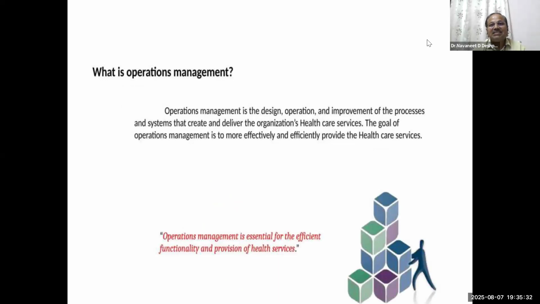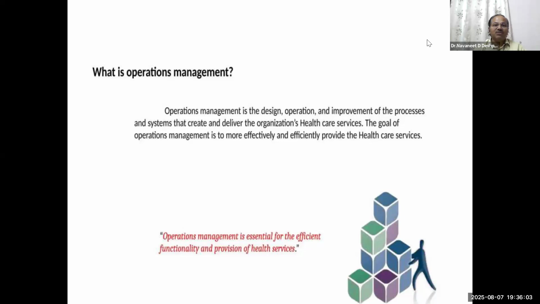Operations management is the design, operations, and improvement of the processes and systems that create and deliver the organization's healthcare services. So, be it the receiving part, be it taking the patient from the ambulance and giving admission, and taking care of his immediate first aid and dealing with those aspects. The doctor may not be ready at that stage. So many things have to be done even before the patient enters, and have to be taken care of by some staff.